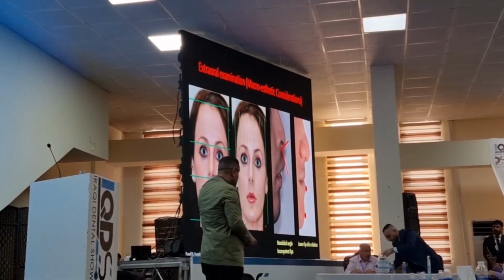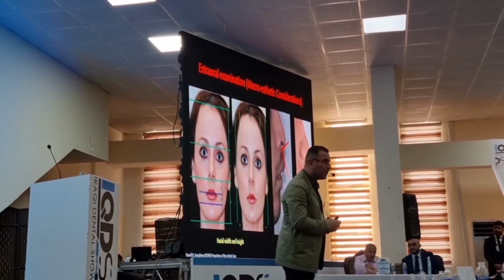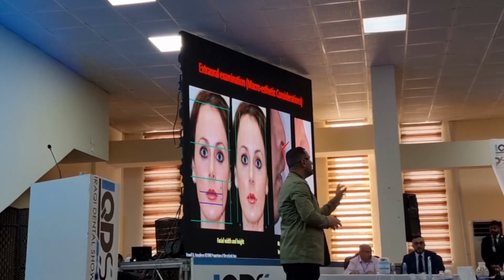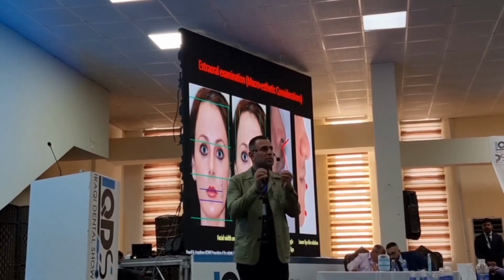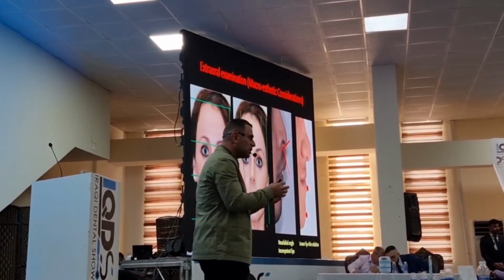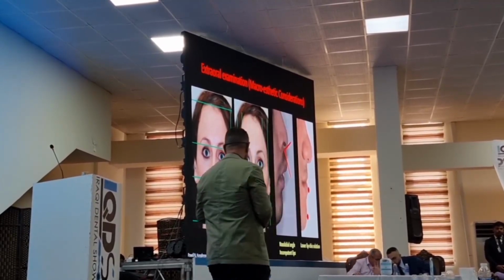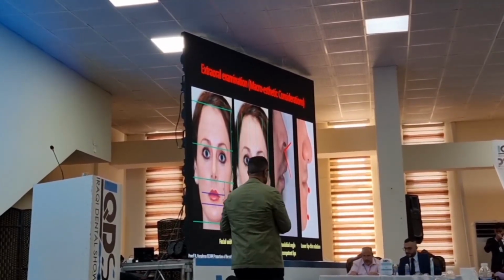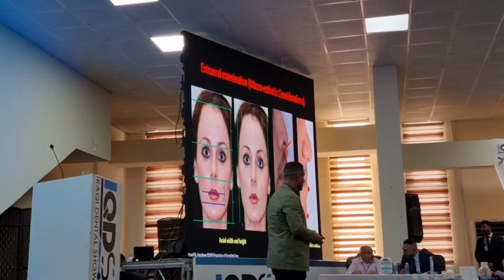Extraoral or face proportions. If you have a wide face and you have spacing, you can increase the width of the teeth because these teeth must be proportional to the width of the face. It is unwise to put normal teeth in a wide face. This is number one. If you have a prominent upper lip, reduce the nasolabial angle.